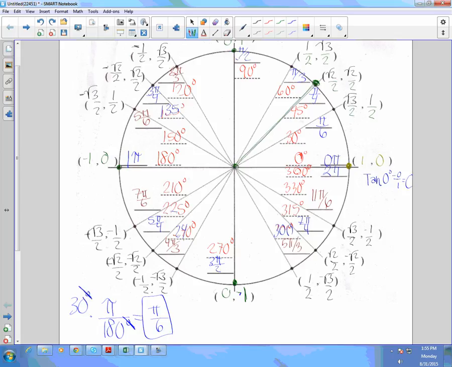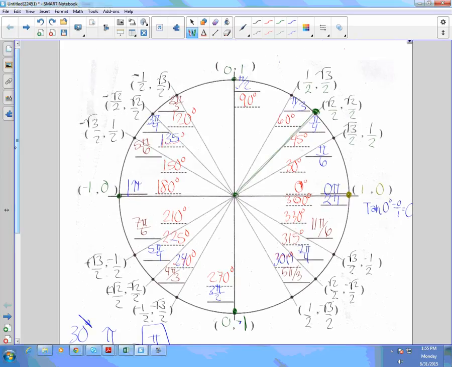Come on, 90 degrees. Straight up and down. Rise over run, 1 divided by 0. Tangent of 90 degrees, 1 divided by 0. We can't divide by 0. Does it make sense? So straight up is an undefined slope.